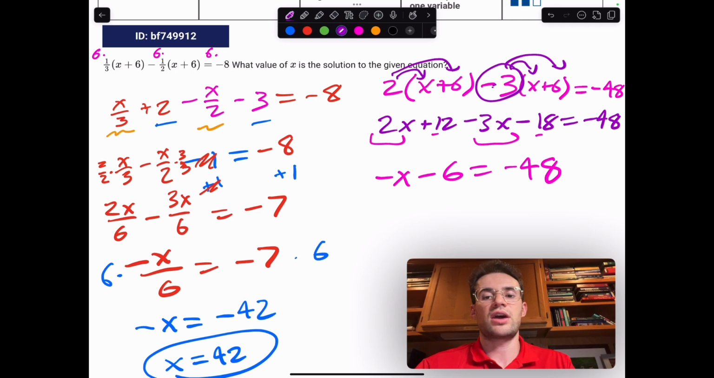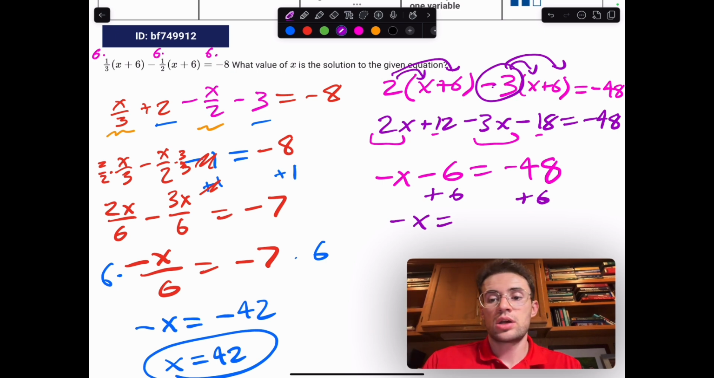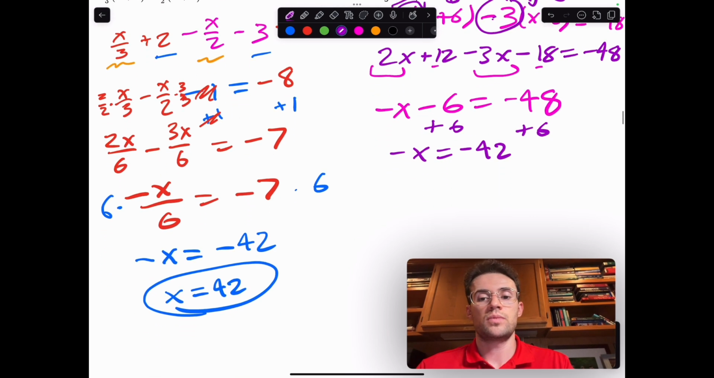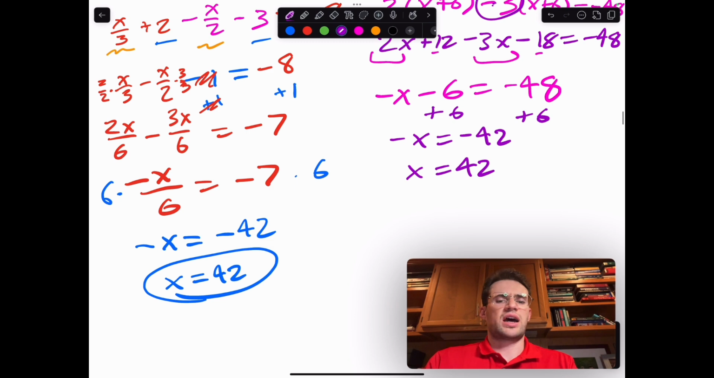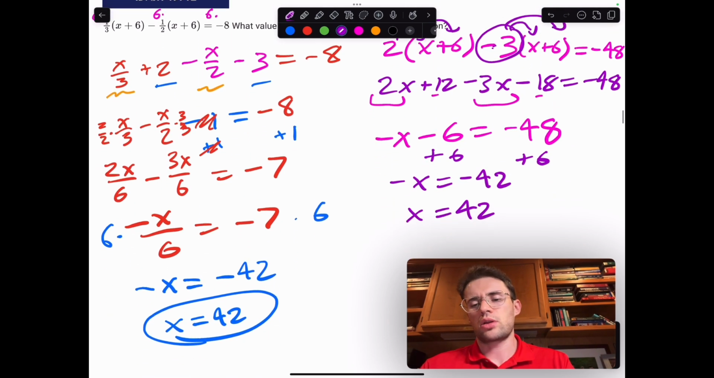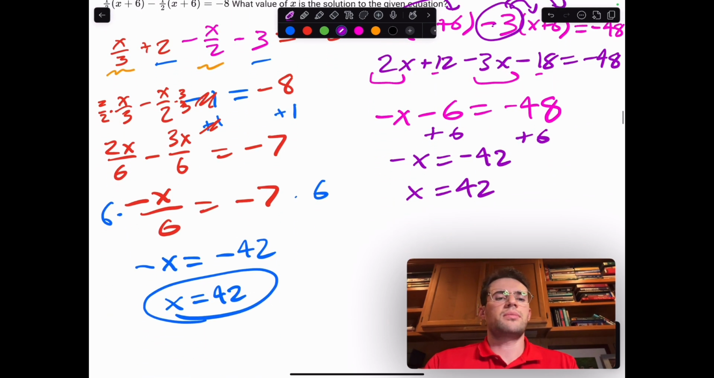To get the -x alone, we'd add 6 to both sides. Gives us -x equals, well, if you add something to a negative number, you're making it closer to 0. So it's actually going to go down in absolute value. It's going to go to -42, which means, again, that x is 42. All right, so you can see that wasn't much faster than doing the fraction way. Probably saved a little bit of time, but it just eliminates the needing to find a common denominator and the opportunity for someone to mess up the fraction math. Right, so you can do it like that.